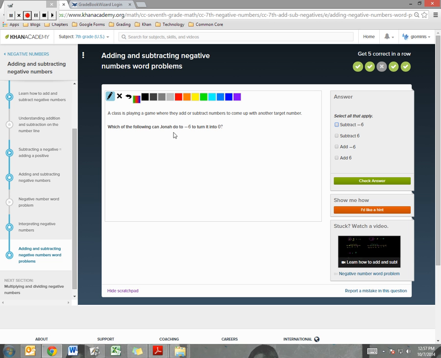Which of the following can Jonah do to negative 6 to turn it to 0? Looks a lot like that one problem, but now we just have negative 6. I'm doing 4 operations with negative 6, and we want to change it to 0. So let's subtract negative 6 from negative 6. So negative 6 minus negative 6. Well, there we go. Keep, change, change. We are adding opposites. When I add opposites, they give me 0.